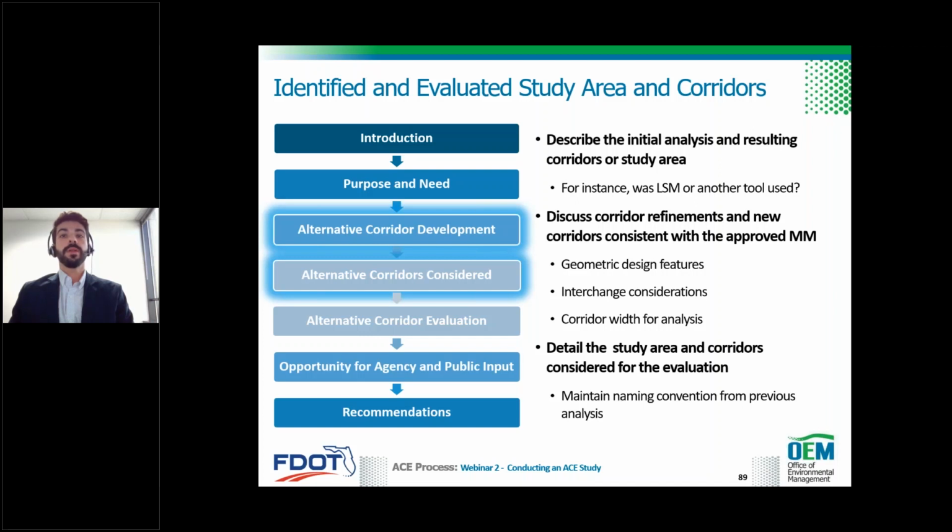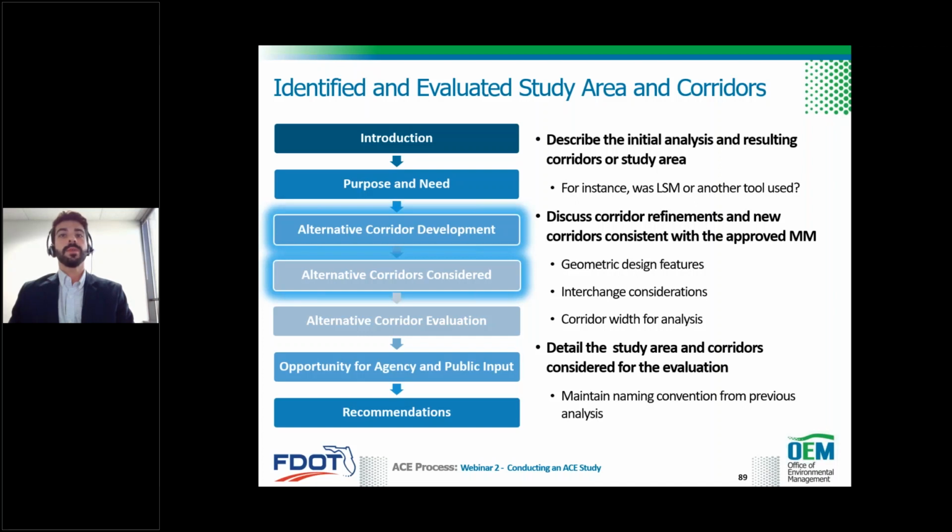Recall from lesson 1 and in lesson 3, as Sylvia just finished, that the corridor width for analysis typically narrows as a project develops in the ACE process. The initial analysis could have started with a swath, and the ACE study could have refined this down to a narrow alignment, something closer to a typical section. Discuss if there were new access points that were considered during the ACE process.